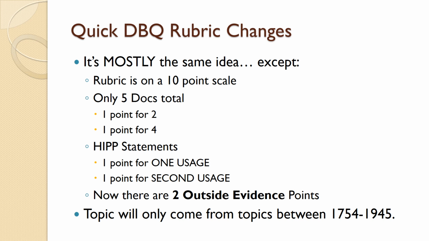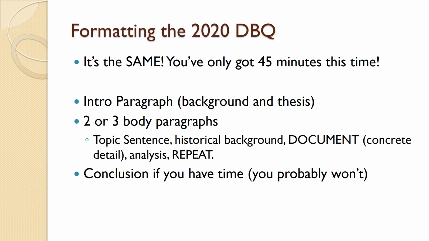I'm assuming the logic here is that because they're giving you fewer documents, you'll have more to say outside of it. The topic is only going to come from periods between 1754 and 1945. That's right before the start of the American Revolution and through World War II. So this cuts off about 100 or 200 years of history that we would normally cover. This is a good thing for most of us, I am sure.